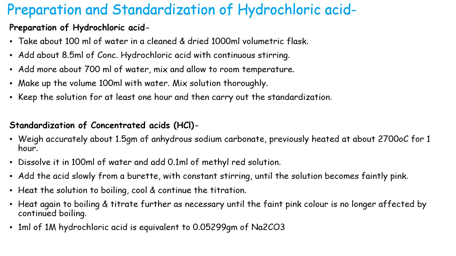Next, preparation and standardization of hydrochloric acid. Preparation of HCl. Take about 100 ml of water in a cleaned and dried 1000 ml volumetric flask. Then add about 0.5 ml of concentrated HCl with continuous stirring. Then add about 700 ml more of water. Mix and allow to cool to room temperature. Make up the volume to 1000 ml with water. Mix the solution thoroughly. Then keep the solution for at least 1 hour and then carry out the standardization process.